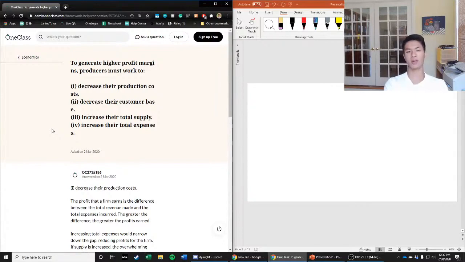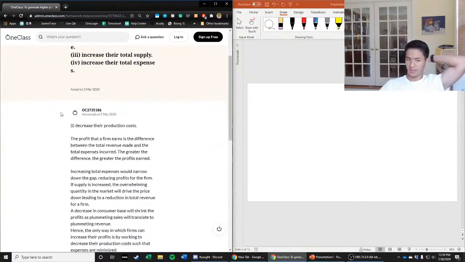And finally, 4, increase total expenses. And again, if you're increasing total expenses, you're cutting into your profits, you're not making higher profits. So that's not going to be the case either. So 1 is going to be the best answer here. We can take a look at the previous tutor's answer. And the previous tutor says 1 as well.